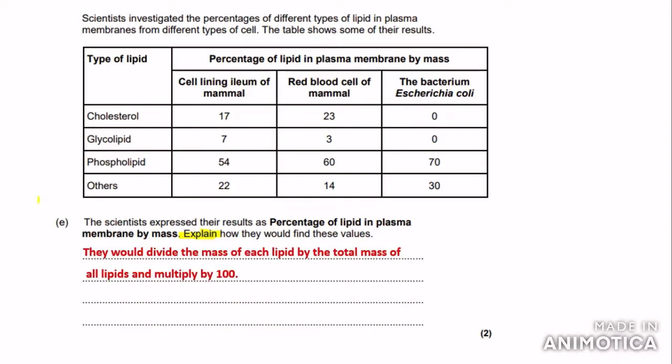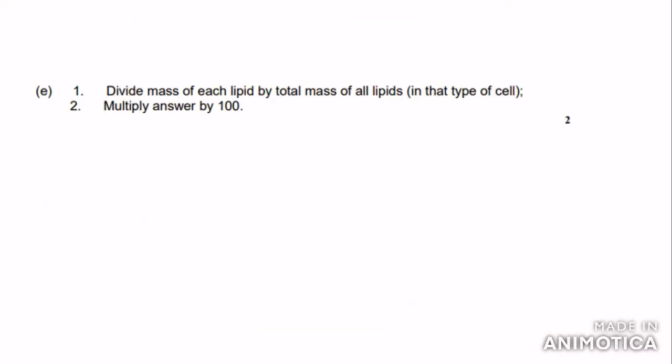So percentage. You need to divide the mass of each of the lipids by the total mass of all lipids to get the proportion. Now, as we need a percentage, you need to then multiply this by 100. So let's look at the mark scheme. Divide the mass of each lipid by the total mass of all lipids, and you can put in that type of cell, but that is not essential as it is in brackets in the mark scheme, and multiply answer by 100 to get a percentage value.